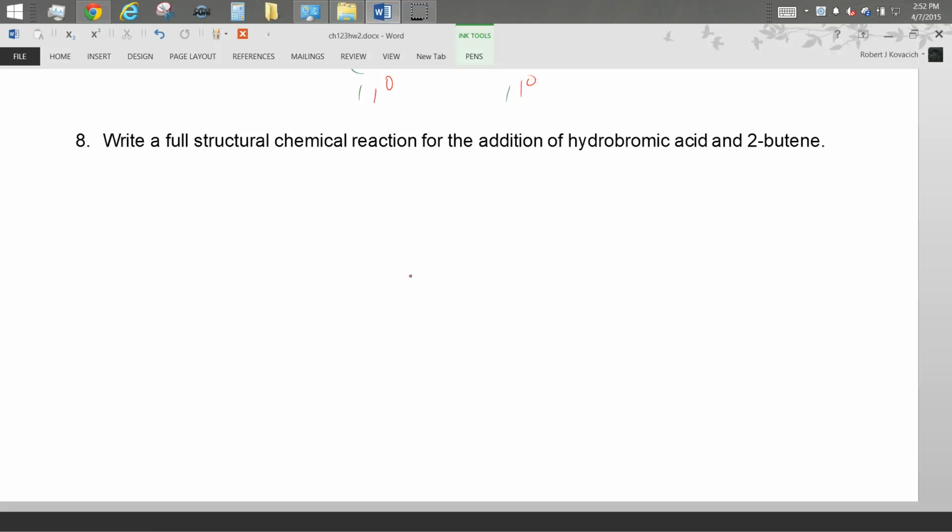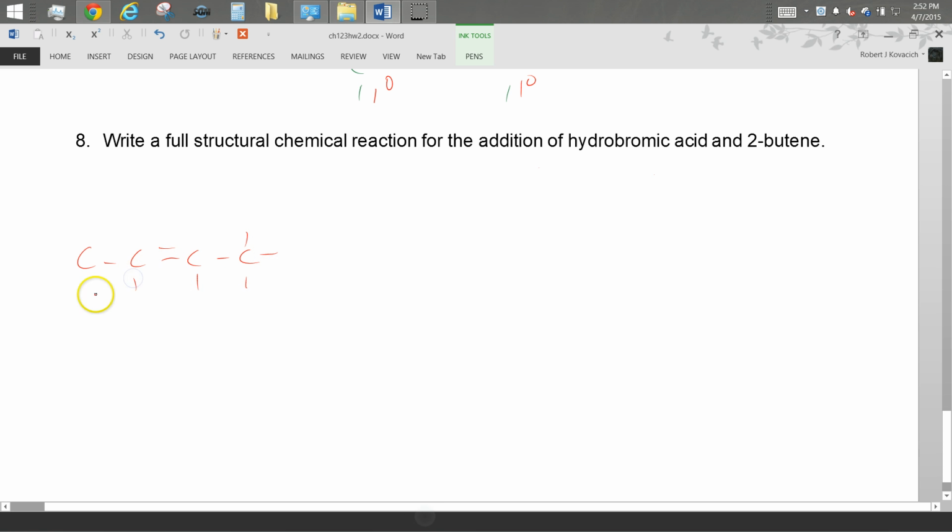So she would. Yeah. All right, write the full structural equation for hydrobromic acid and 2-butene. So I'll just draw this out. So 2-butene would be there. And so then I got a hydrogen. I did a poor job naming this structure, didn't I? What's wrong with 2-butene? It's not going to matter for this chemical reaction, but what's wrong with that name? Why didn't one of you message me and tell me I wrote down a stupid name?